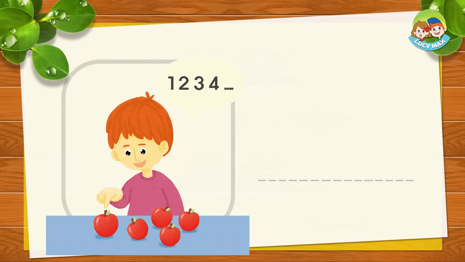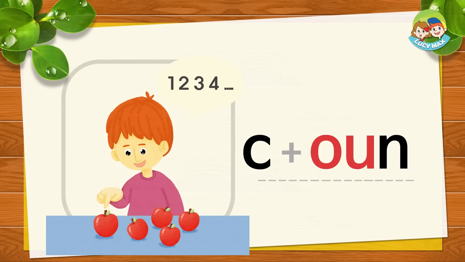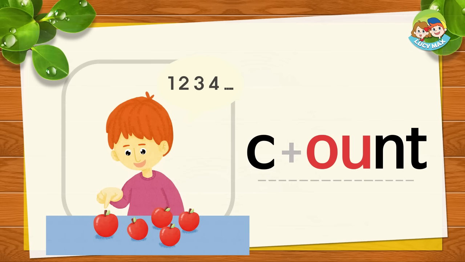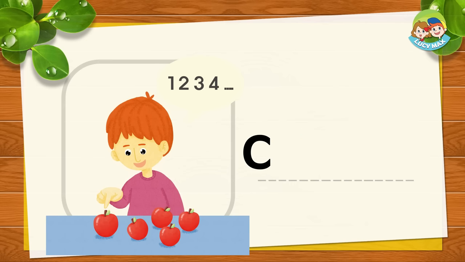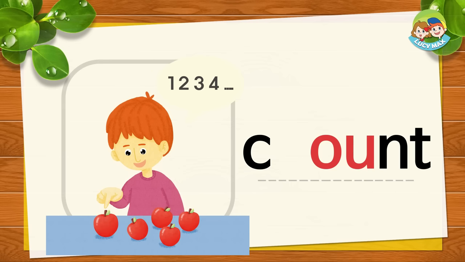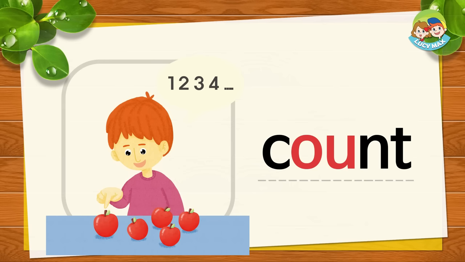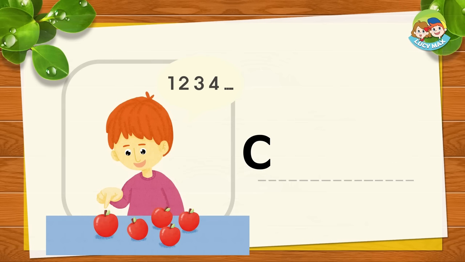Look at the boy. He counts the apples. He will say five. K, ow, n, and t together is count. K, ow, n, t, count. Now you try.